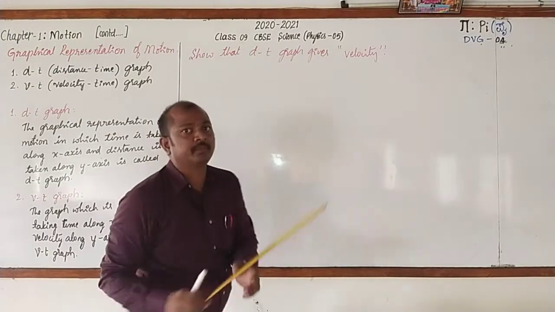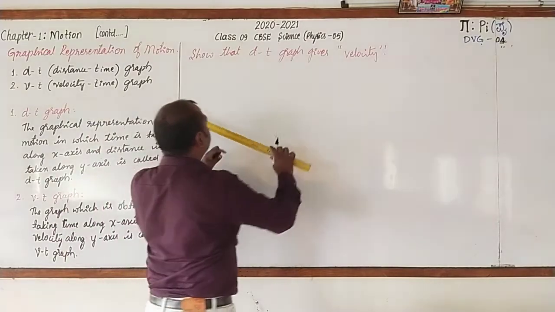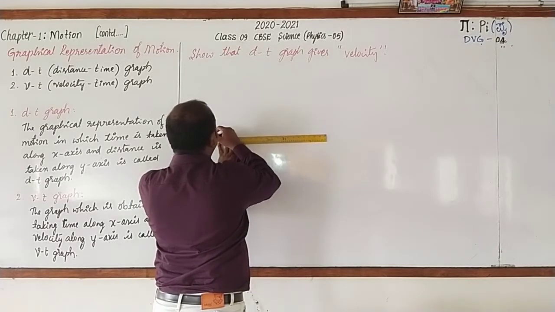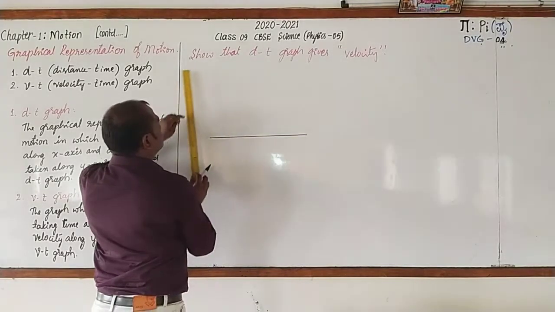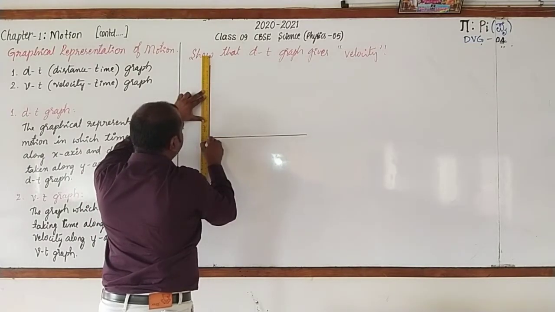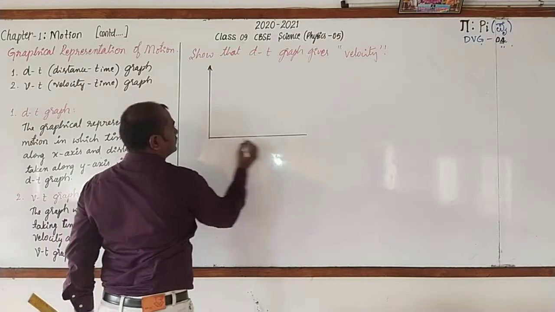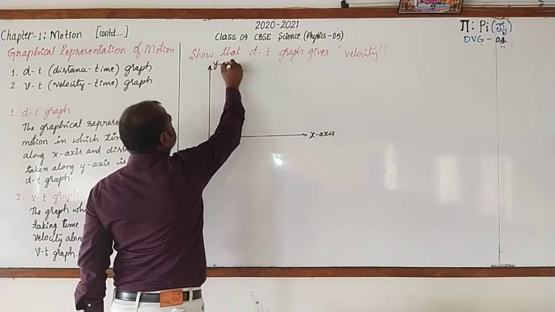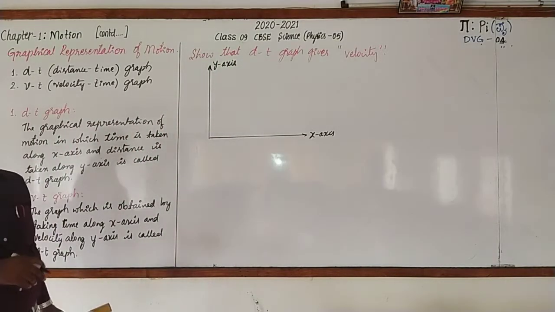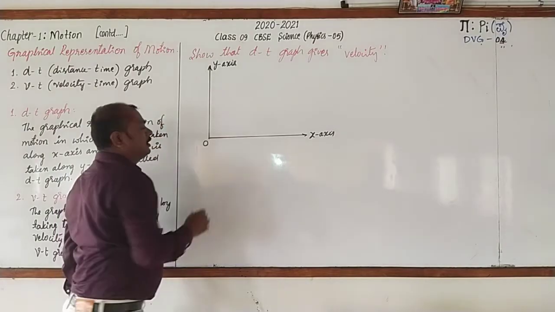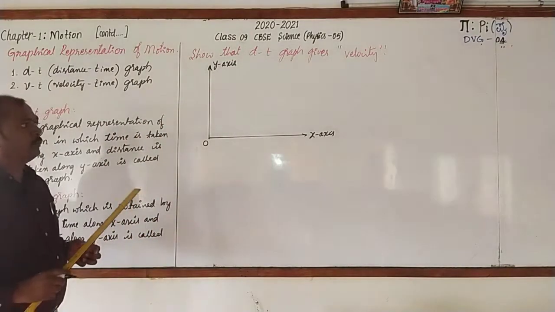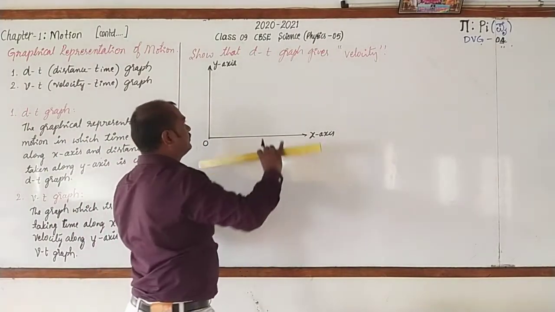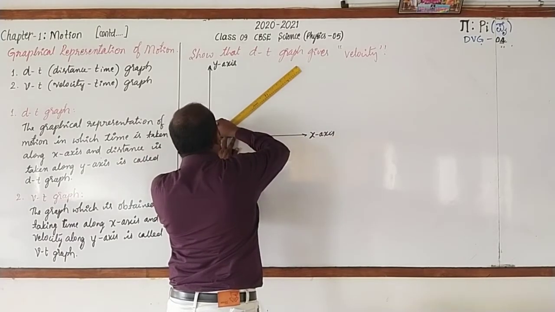Observe this carefully. I am going to draw the d-t graph of a body moving with uniform motion. See that this is the x-axis and I am going to draw the vertical line called the y-axis. Both will intersect at a point perpendicularly. Call this the origin and represent it with the symbol O. Then a body is covering equal distances in equal intervals of time. I am going to draw the line like this.